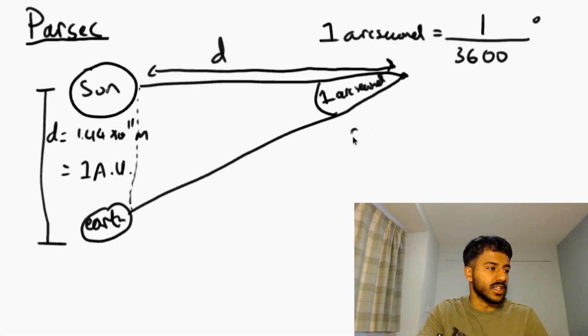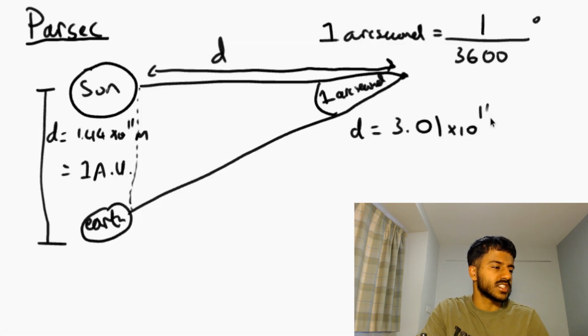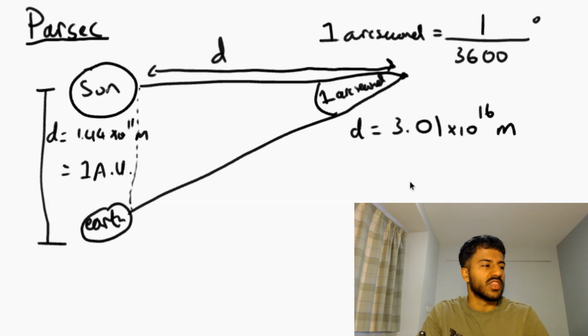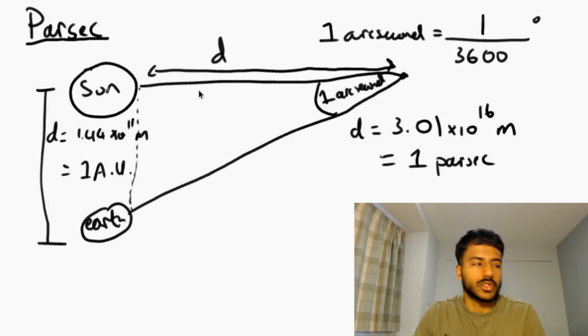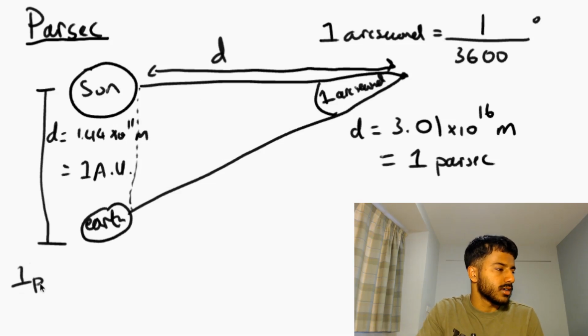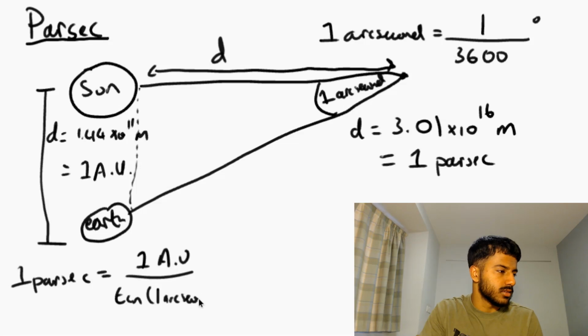Now this distance here, if you were to do simple Pythagoras, and we're going to call this distance d, this distance d is equal to 3.01 times 10 to the power of 16 meters. And this is known as 1 parsec. And you can get this using trigonometry, where 1 parsec can be shown to be equal to 1 AU over the tan of 1 arc second.